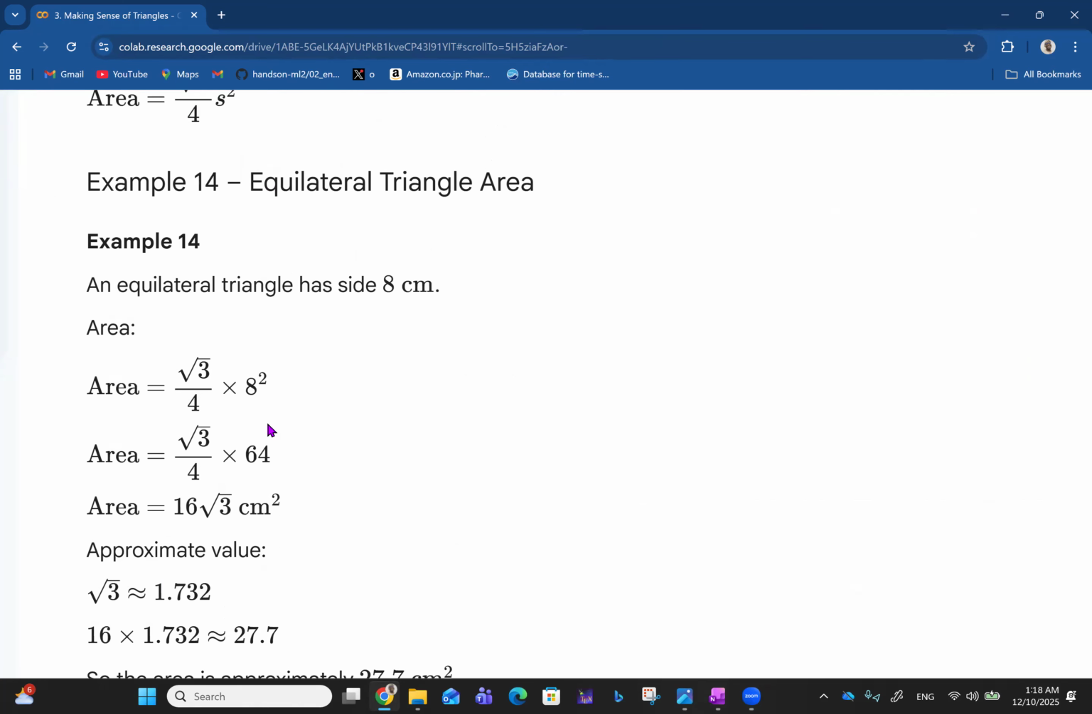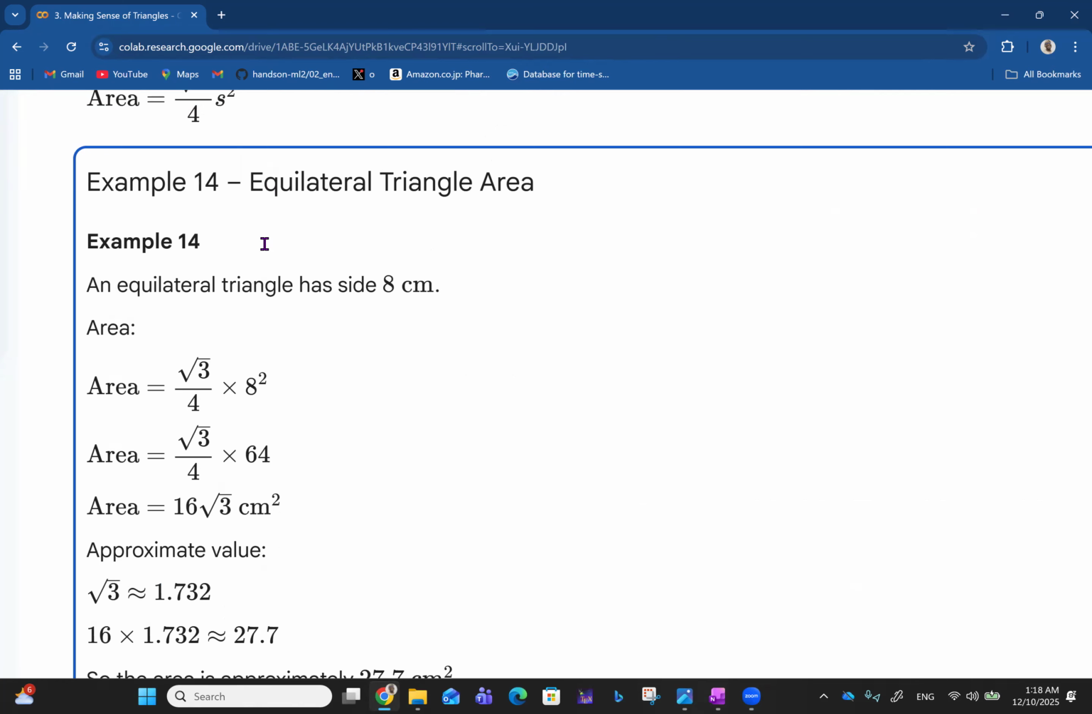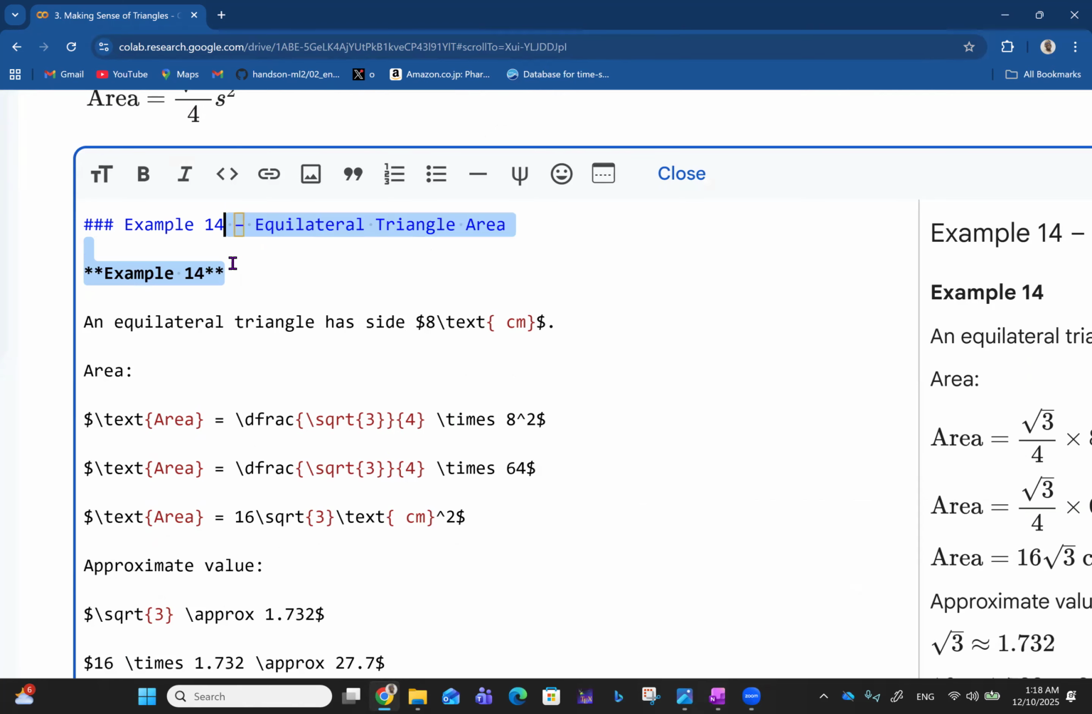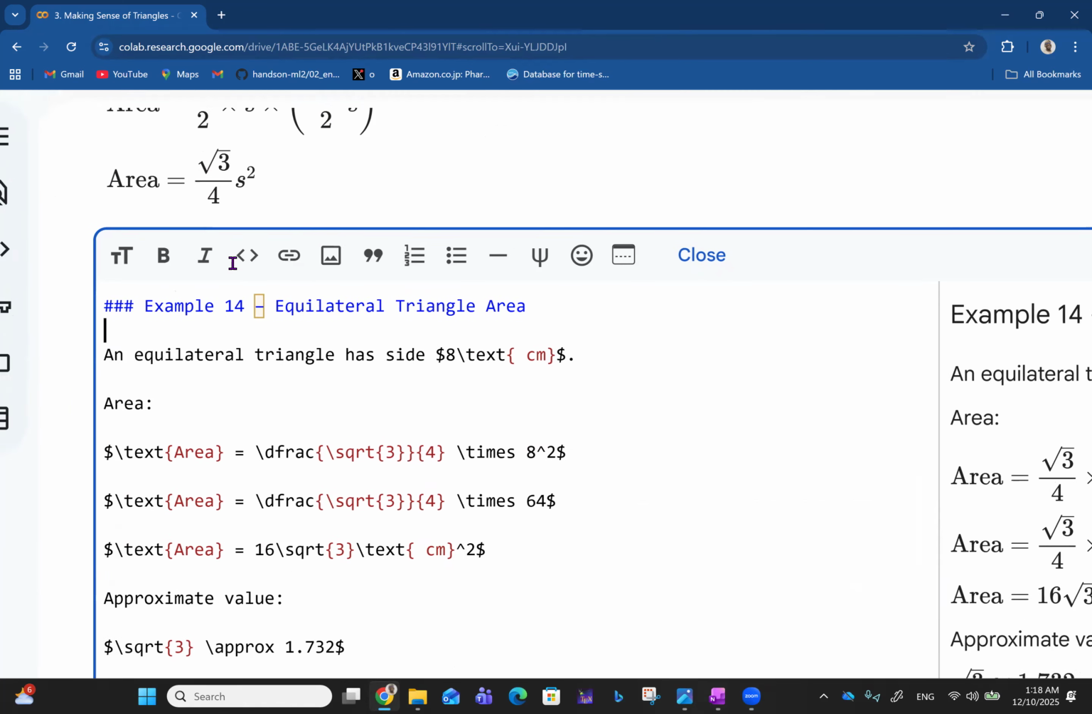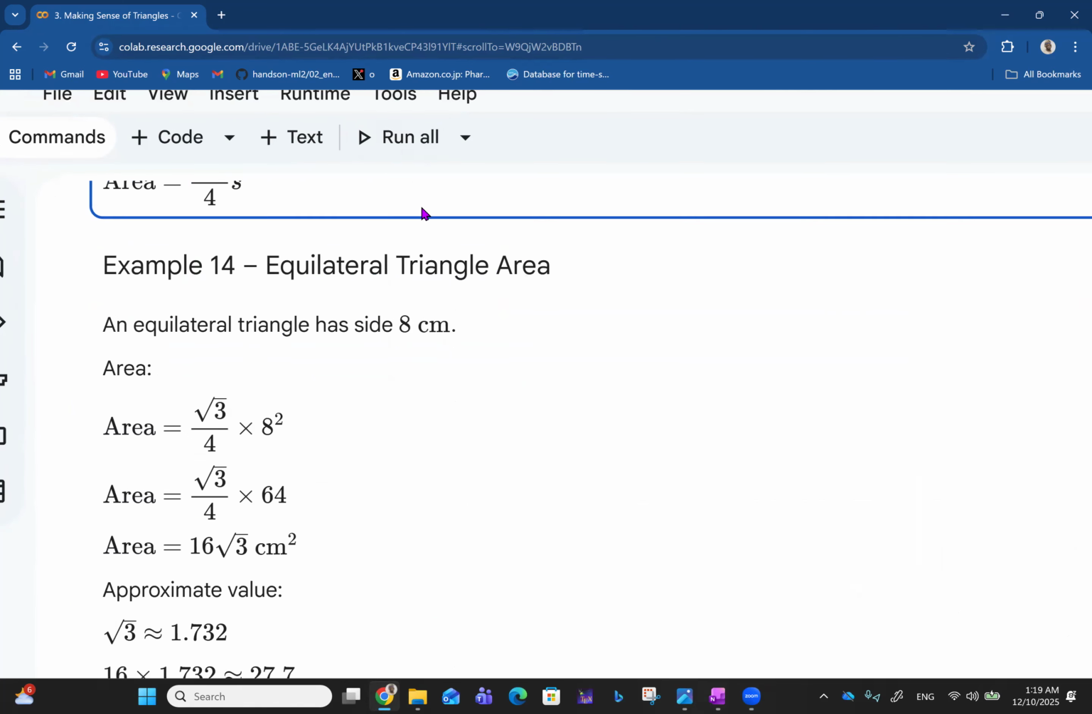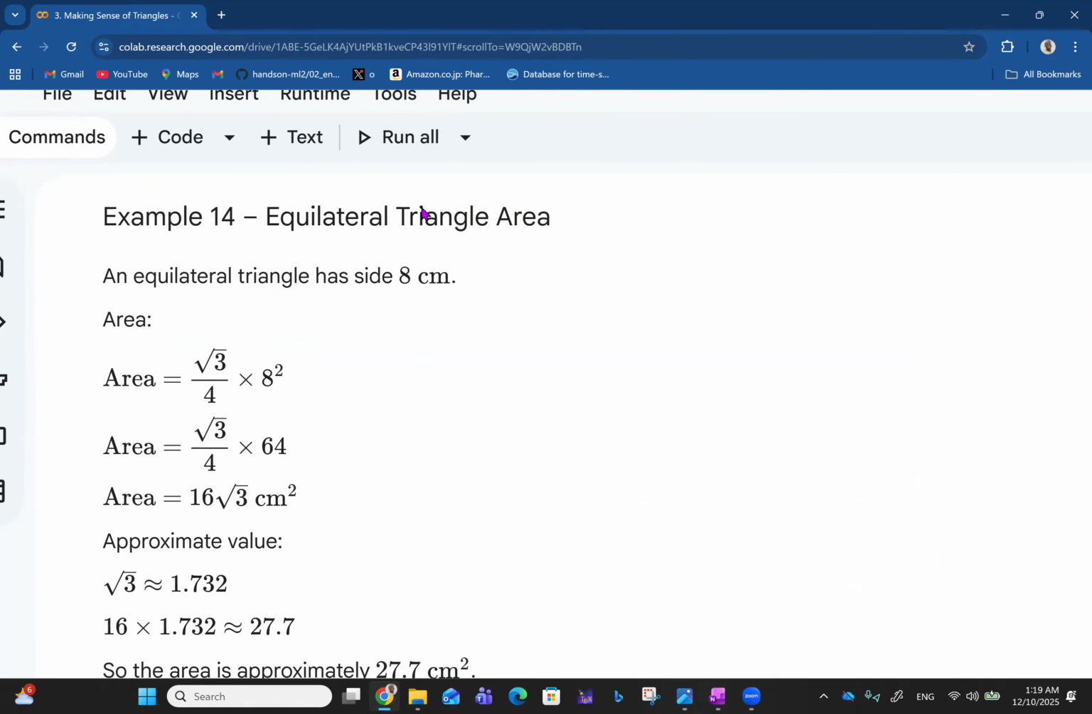So let's check this out now. We have an equilateral triangle. We want to find the area. There we have an equilateral triangle of side 8 cm. That's all you need. So the area is simply root 3 over 4 times 8 squared. That's root 3 over 4 times 64. 4 in 64 is 16. So that's 16 root 3 centimeters squared.